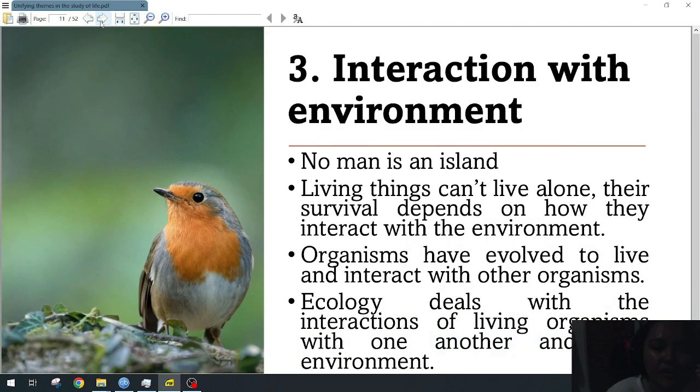Okay. So, the third theme of life is the interaction with environment. Sabi dito, no man is an island. We cannot live alone. We need to interact with non-living things as well as living things, no? Organisms have evolved to live and interact with other organisms.